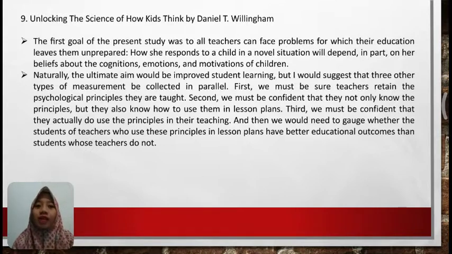Naturally, the ultimate aim would be improved student learning, but I would suggest that three other types of measurement be collected in parallel. First, we must be sure that teachers retain the psychological principles they are taught. Second, we must be confident that they not only know the principles, but they also know how to use them in lesson plans. The third, we must be confident that they actually do use the principles in their teaching.